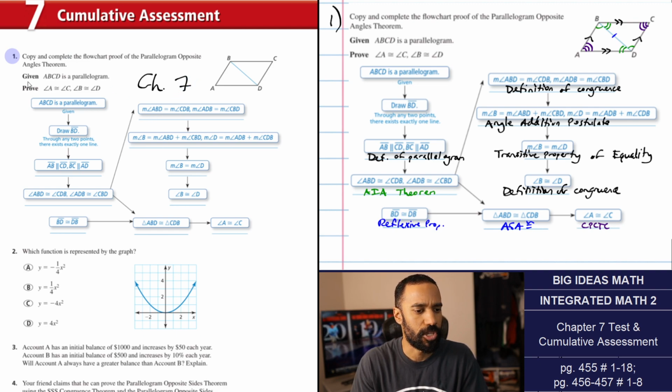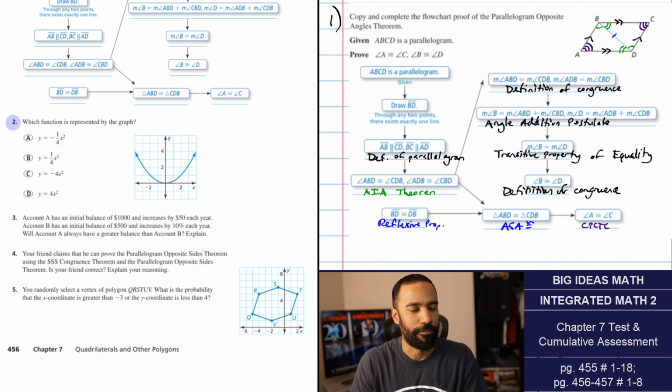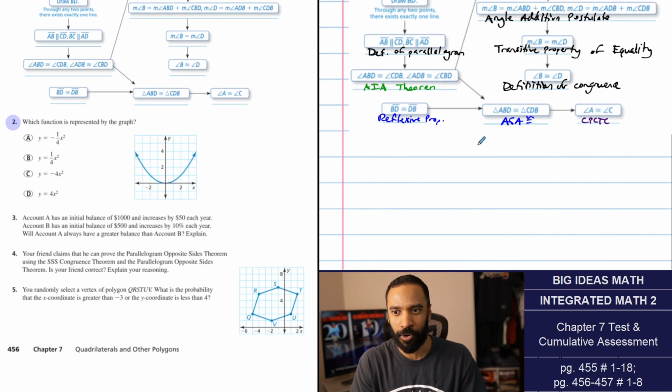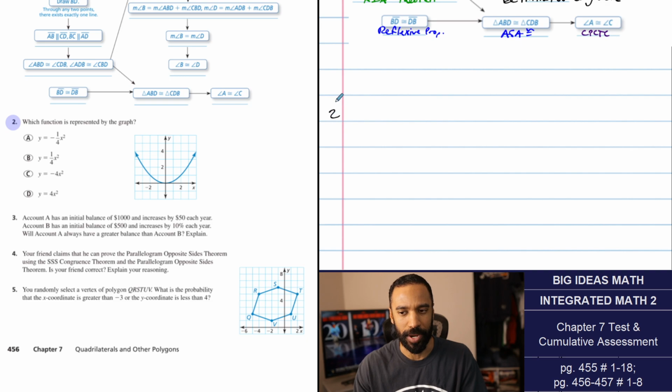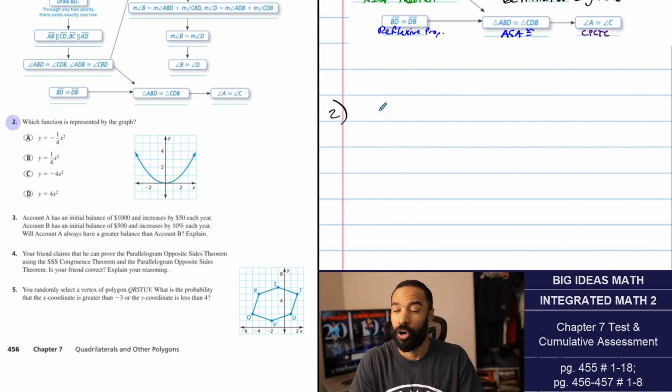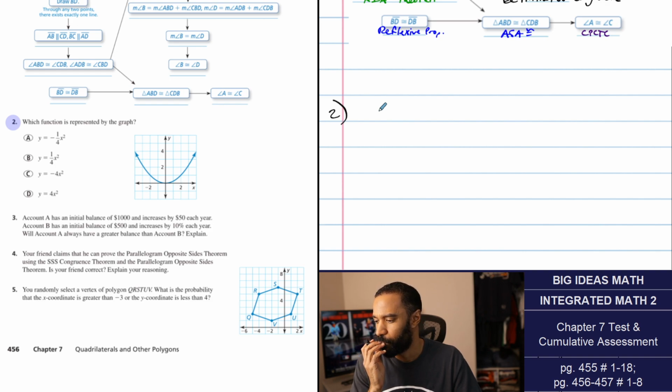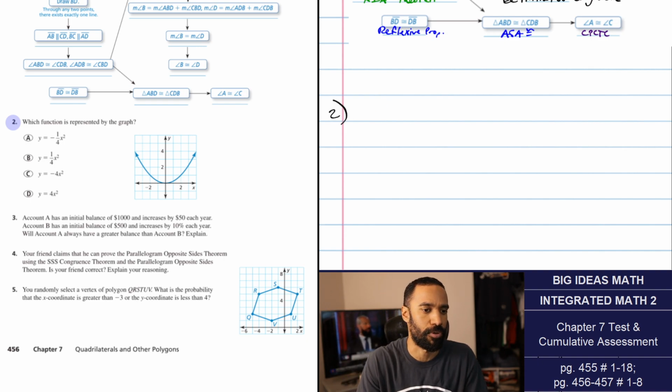All right, let's go to number 2. Which function is represented by the graph? Now, unfortunately, I don't remember all my chapters anymore. I believe this is chapter 3. Oh, what are our chapters? We graph and then we solve. What was chapter 2? What was chapter 1? The absolute value stuff. Okay, chapter 2. So yeah, this is chapter 3.